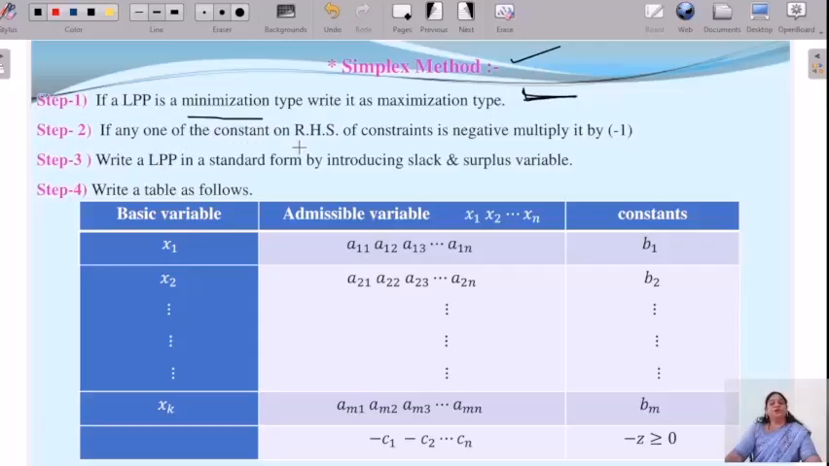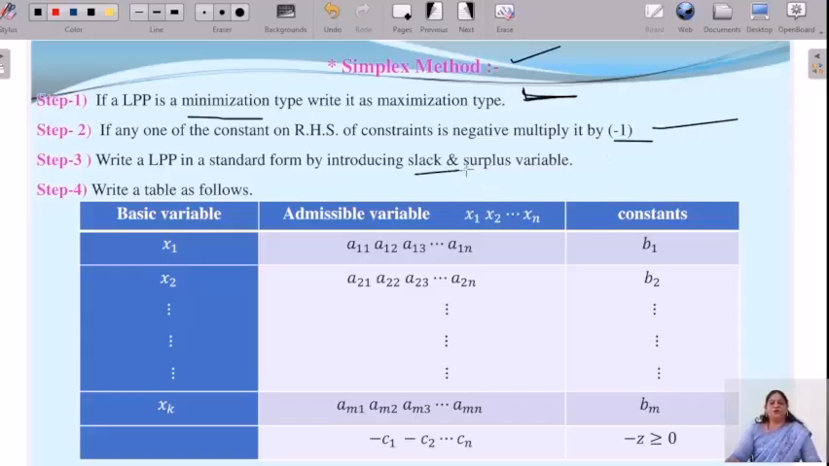If any one of the constant on RHS constraint is negative, multiply it by -1. As you know that if your constraint is of less than or equal to type or greater than or equal to type, we convert the given LPP in the standard form, and whenever you convert it into standard form, and if your right hand side constant is negative, then multiply the whole constraint by -1, then the right hand side constant is positive. Next step is write the LPP in a standard form by introducing slack and surplus variable.